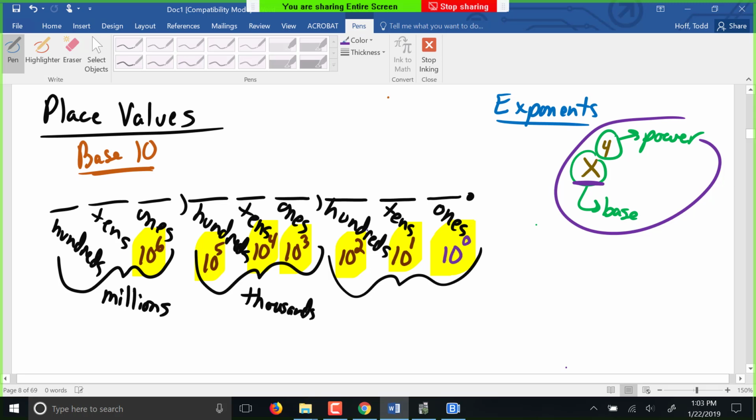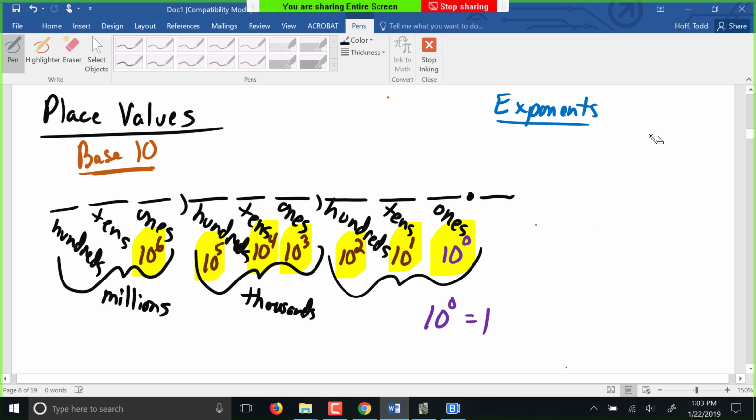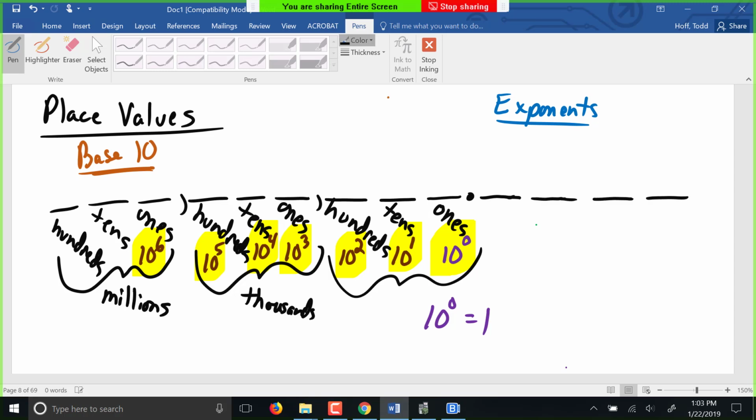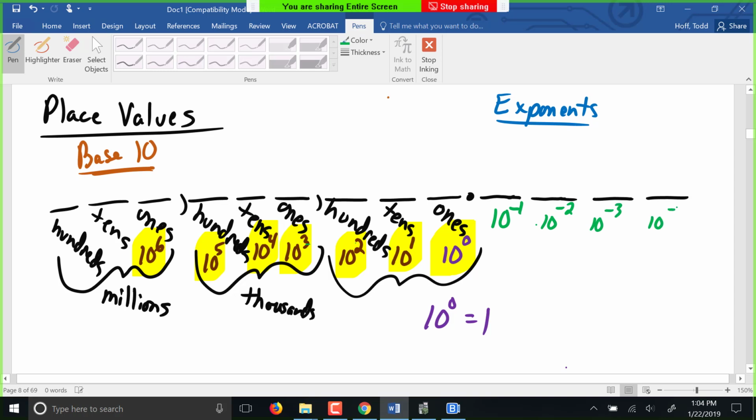10 to the 0, right? 2, 1, 0. 10 to the power of 0 equals 1. It's our ones place. If we were to keep going on the other side of the decimal point, what do you think this next one has to be here? That would be 10 to the negative 1. We go 3, 2, 1, 0. It has to be negative 1, negative 2, negative 3, negative 4.